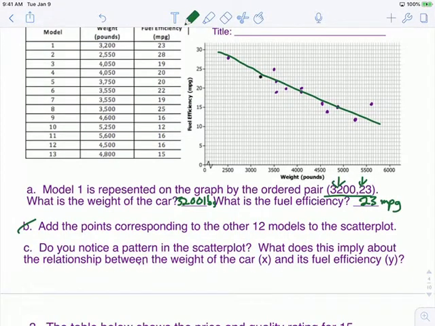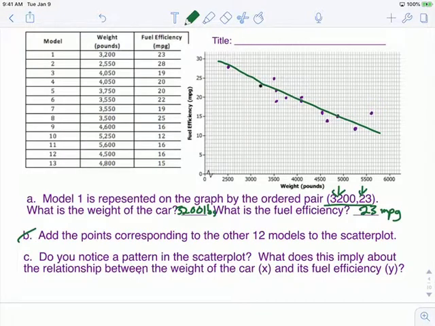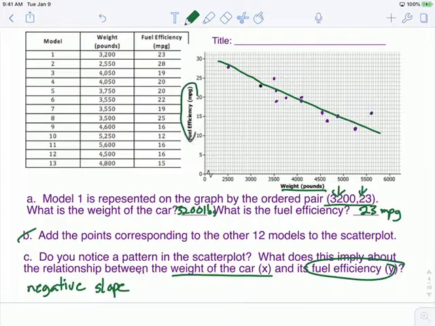So it looks like this is decreasing, or if we're talking about this in terms of slope, this is a negative slope. So what does that imply about the relationship between the weight of the car, which is our x values here, and the fuel efficiency, which is our y values here? Well, as the weight increases, the fuel efficiency decreases.